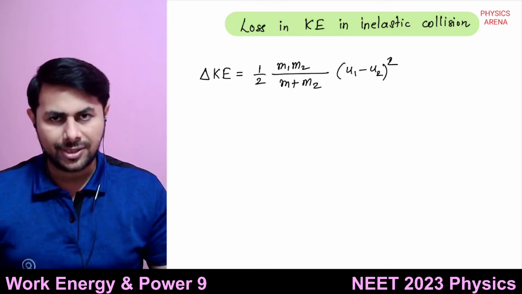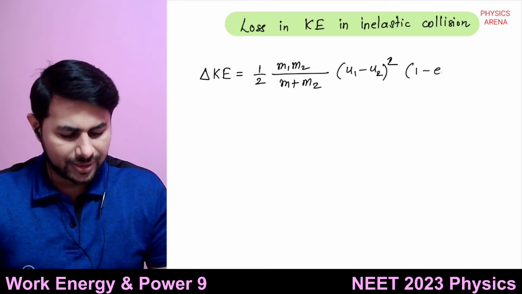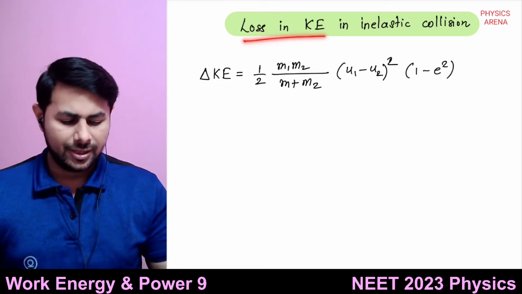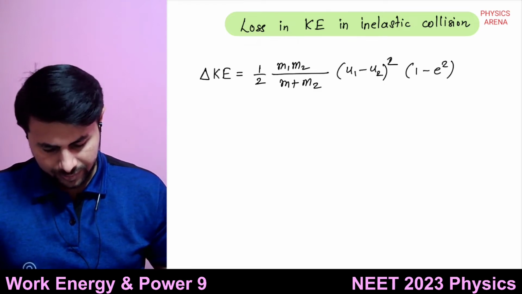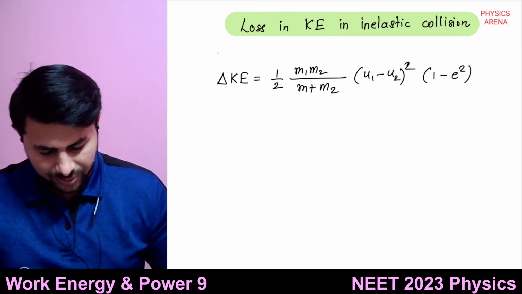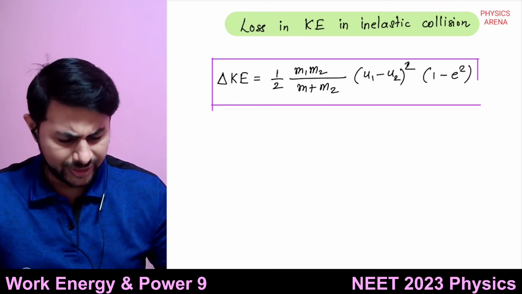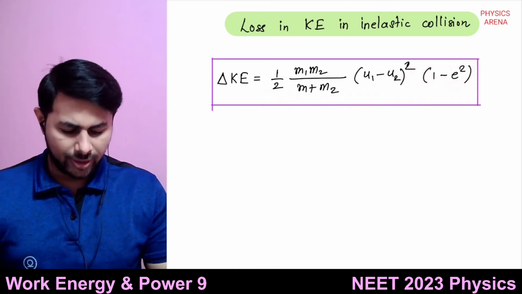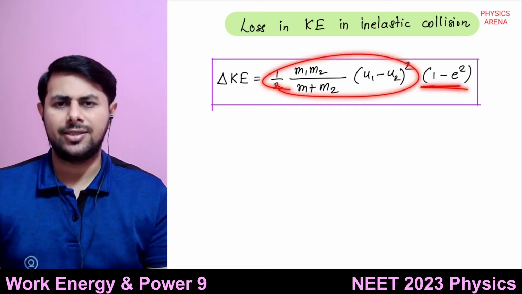So if the collision is partially inelastic, just multiply this formula with 1 minus e square. So you get the formula for loss in kinetic energy in case of an inelastic collision. Got it? And this is a very lengthy derivation. We don't need to solve it, but this formula we need to memorize. What is there to memorize? Only this: the formula for loss in kinetic energy of a perfectly inelastic collision, and multiply that formula with 1 minus e square.